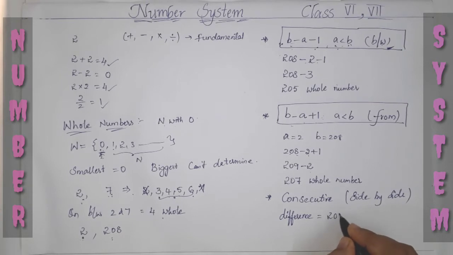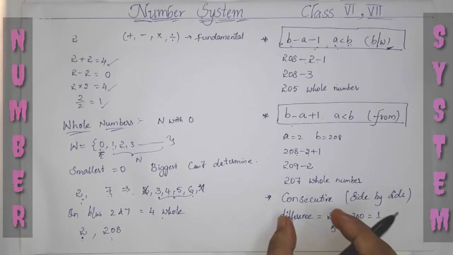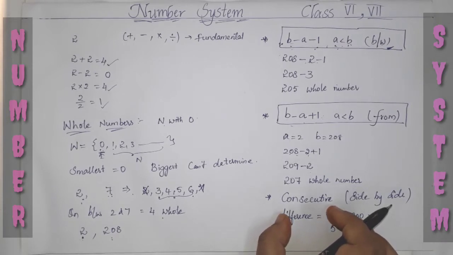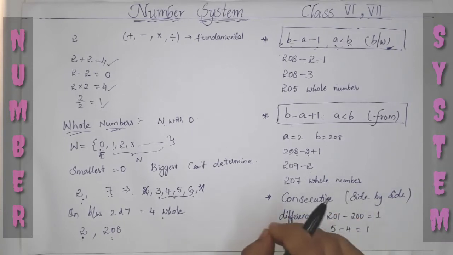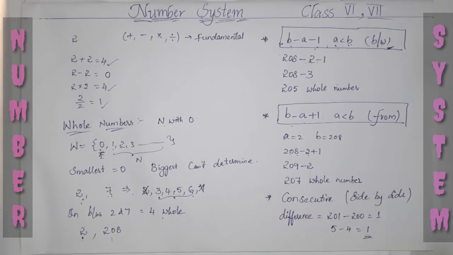200 minus 201 minus 200. How much are you getting? 1. Suppose 5 minus 4. How much are you getting? 1. Means the consecutive difference of whole numbers is always 1.